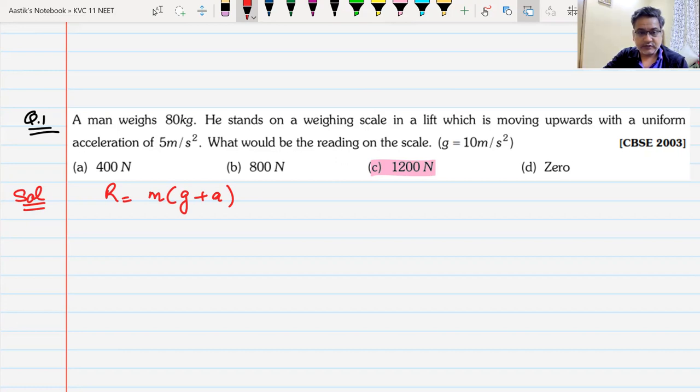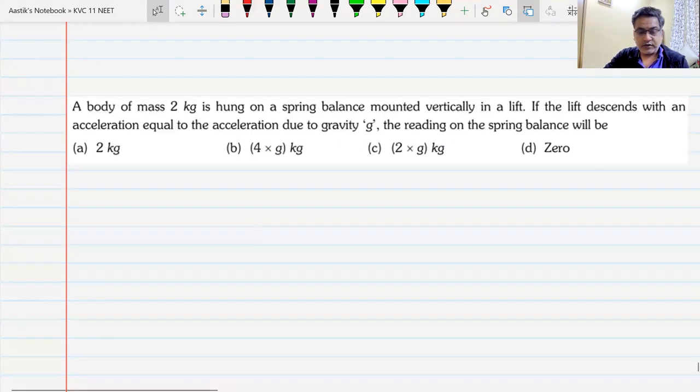Okay. This one. A body of mass 5 kg is hung on a spring balance. So instead of putting it on a weighing machine, it is put on a spring balance mounted in a lift. The lift descends, means comes down, with an acceleration equal to the acceleration due to gravity. What is the reading on the spring balance?